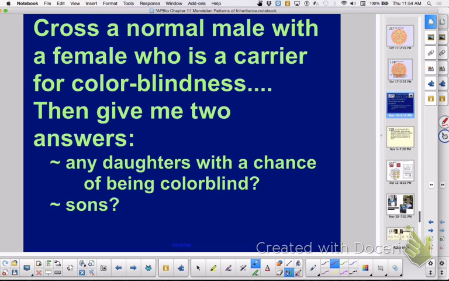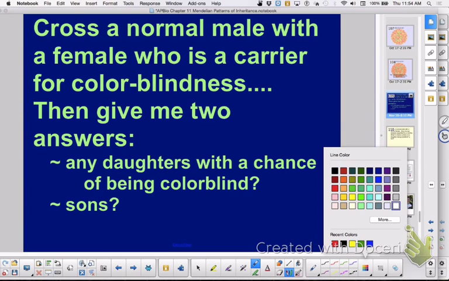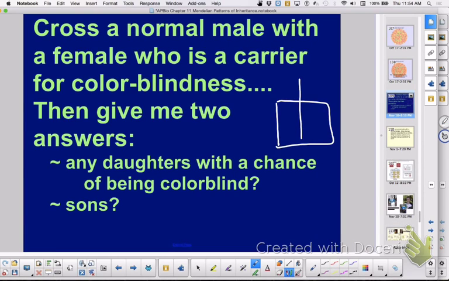Colorblind? Yeah. Excellent. Can you do it in your head? A normal male with a female who is a carrier. Let's do it together real quick. Make sure you're okay with it. How would I set this one up?